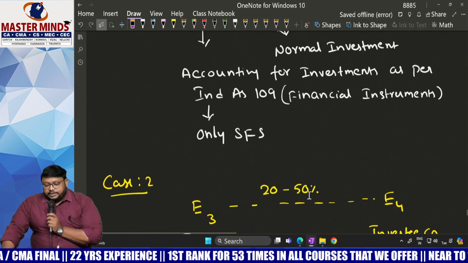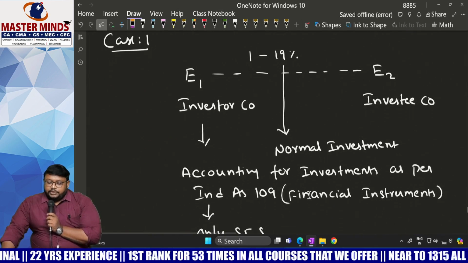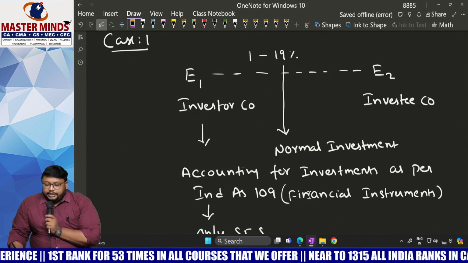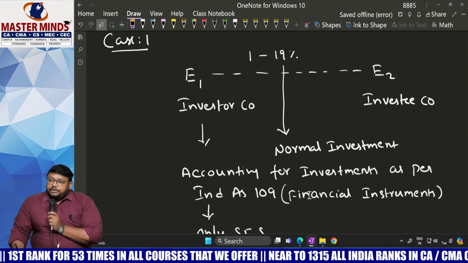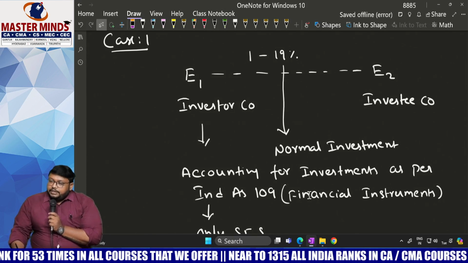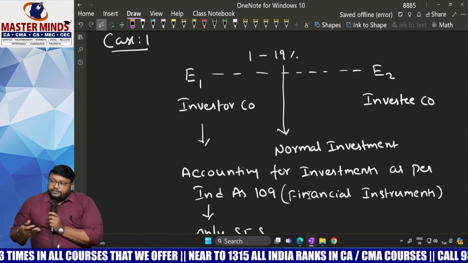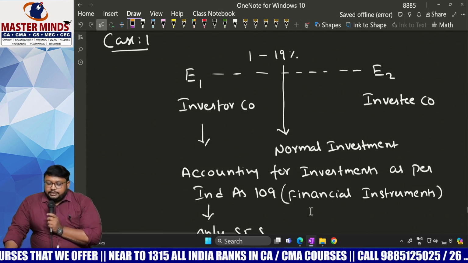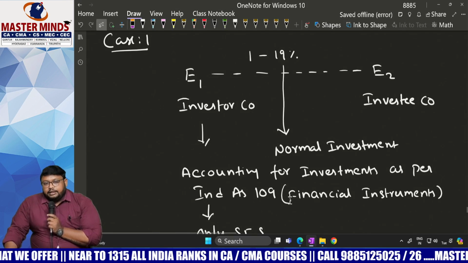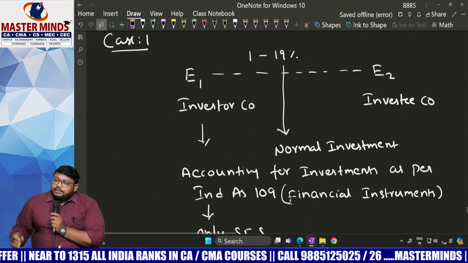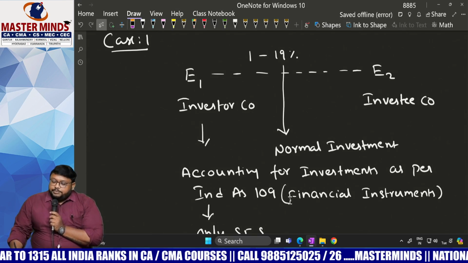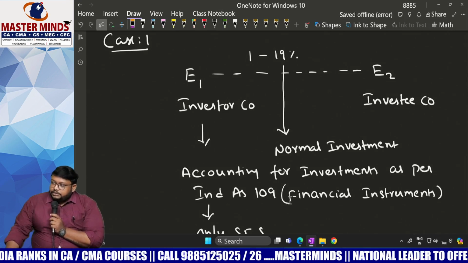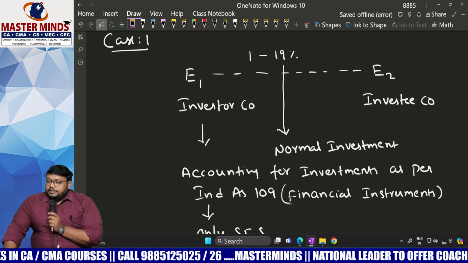So two cases we have seen. The first one, 1 to 19 percentage. When we are having 1 to 19 percentage, we will consider it as a normal investment. In case of normal investments, no need to prepare consolidated financial statements. In the standalone or individual financial statement itself, we will record such investments as per the rules of Ind AS 109, which deals with financial instruments. When we are making an investment, that is our financial instrument. Ind AS 109 we are having a separate chapter, so there we can discuss how to do accounting for financial instruments.